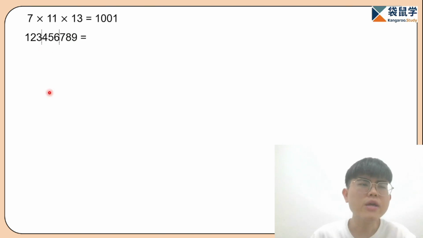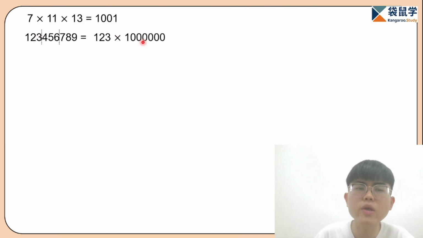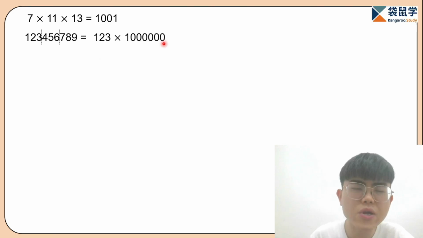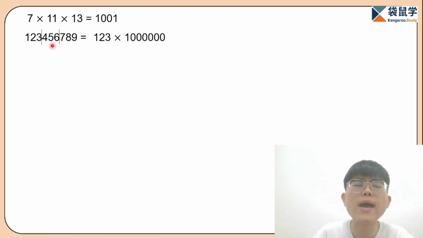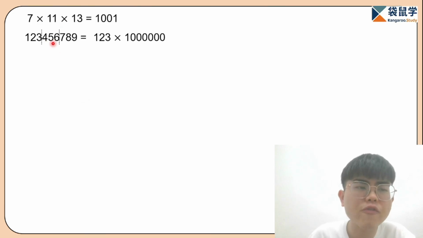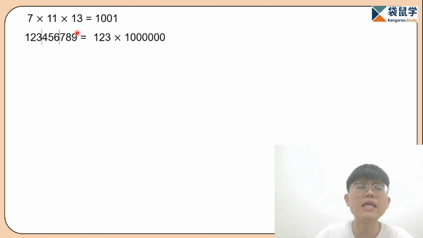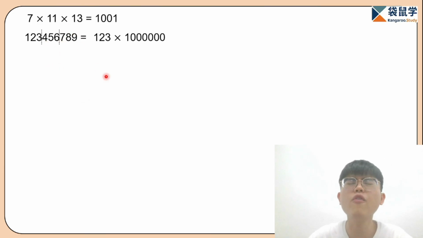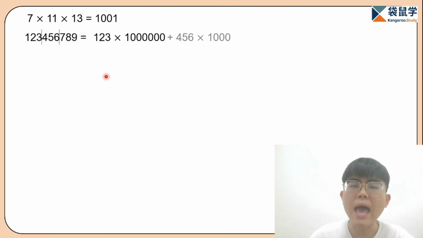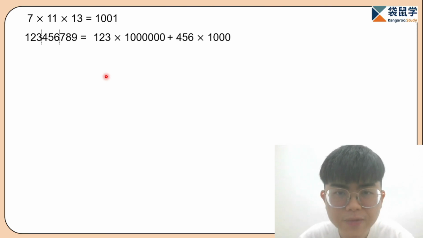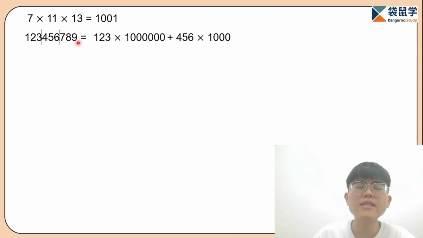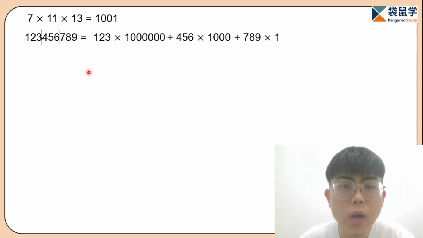From here, the first part, what do we have? We can split it into 123 times 1 with 6 zeros. The 6 zeros we get by looking at how many digits are left behind. For example, the next one we have 456, so you can see that there is another 3 digits behind it. So we have 456 times 1000. And finally we have 789. There is no number behind it, so this is 789 times 1.